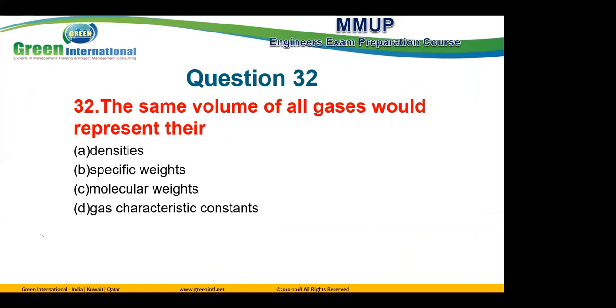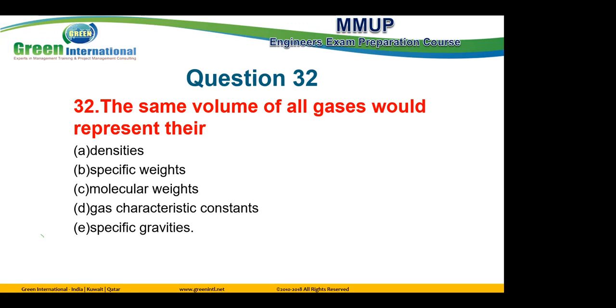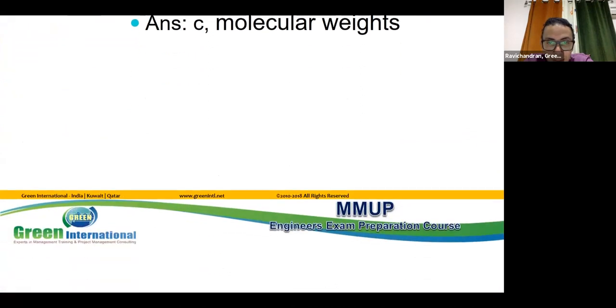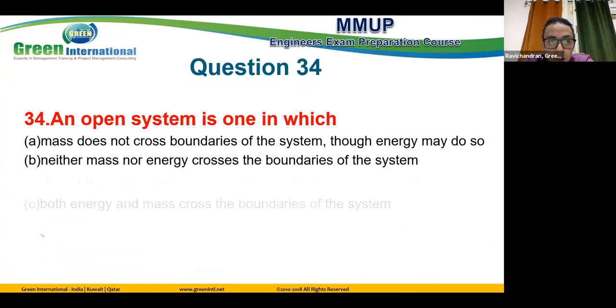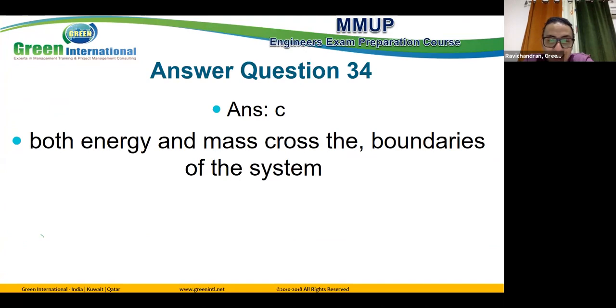Same volume of all gases would represent their specific gravities, molecular weight. Molecular weight. Open system is where both energy and mass cross the boundaries of the system. C. Exactly. C. Okay. Yes, exactly.